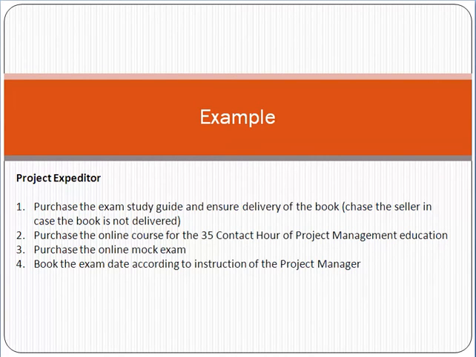Another example for a friend of project expediter is the purchasing of goods. For example, take purchasing the exam study guide and ensuring delivery of the book. Chase the seller in case the book is not delivered. Take the same example, friend. You purchased the exam study guide and ensure the delivery of the book. That means he will call the vendor, he will call the seller, and make sure that the delivery of things happens on time.